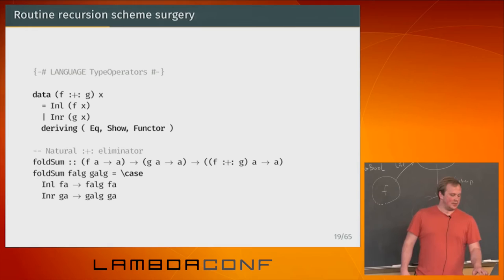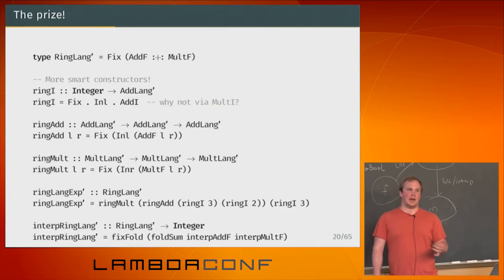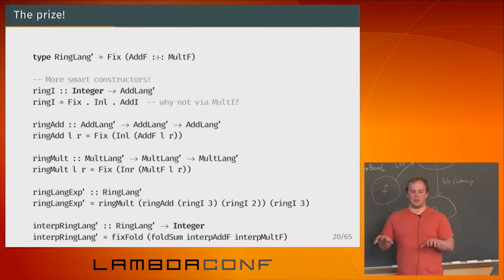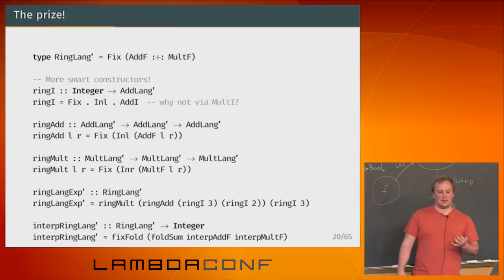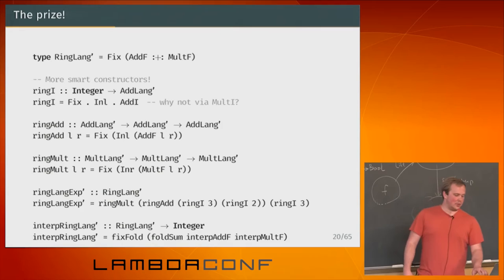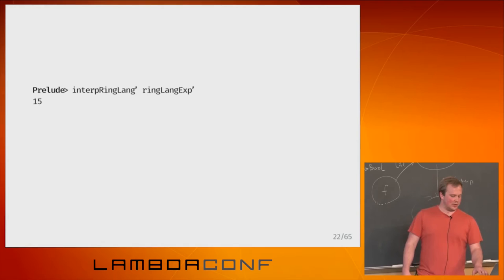And then we can build the ring language as the fixed point of the sum of the add functor and the multiplication functor. So by doing the surgery, we're able to pull out the common pieces, stick them all into the fixed point machinery, and then have the specific pieces to the addition steps and the specific pieces to the multiplication steps and stick them together nicely. And we end up with our ring language. We have to build a bunch of more smart constructors, and ultimately, it works.